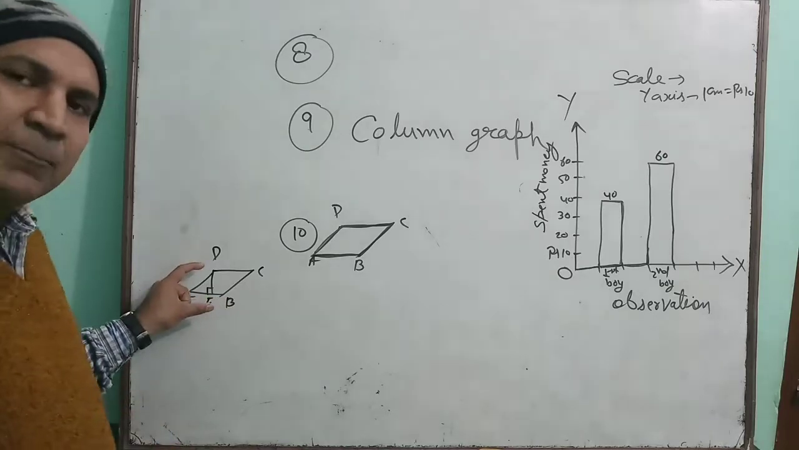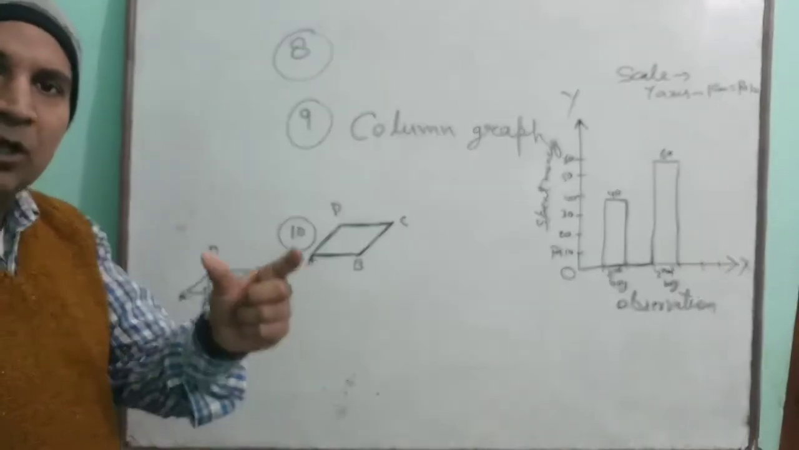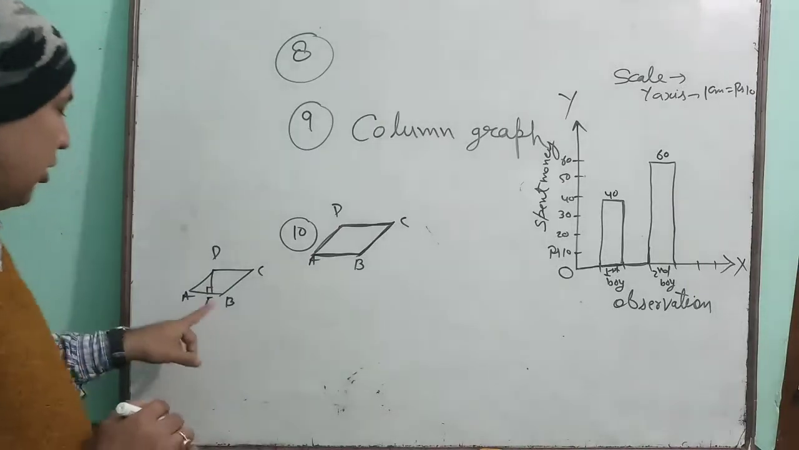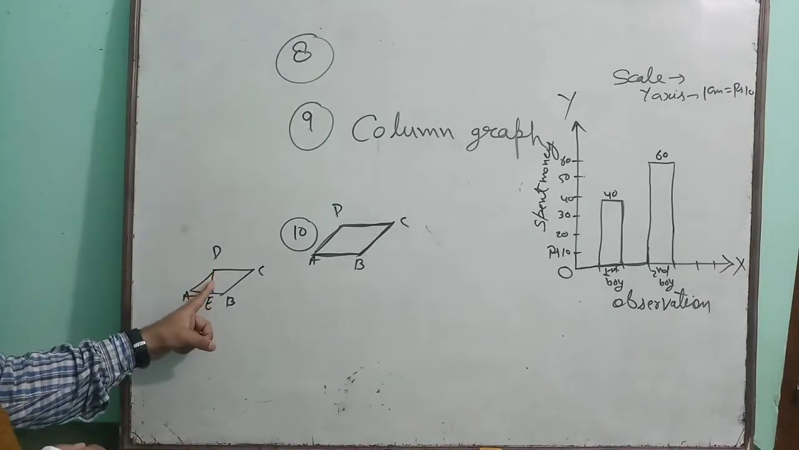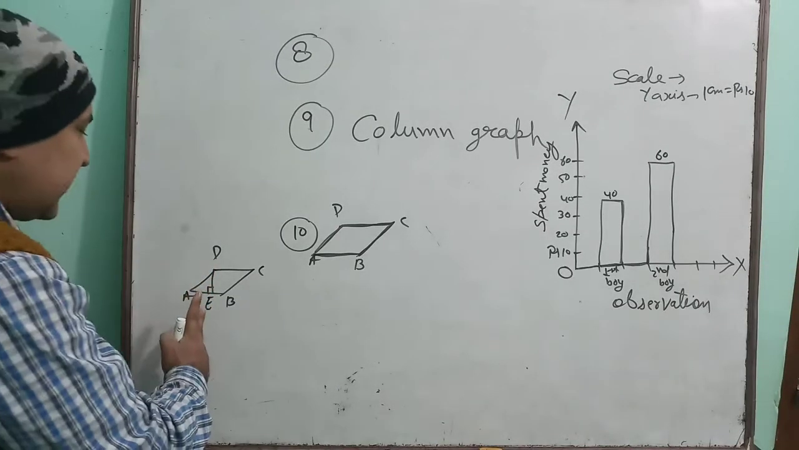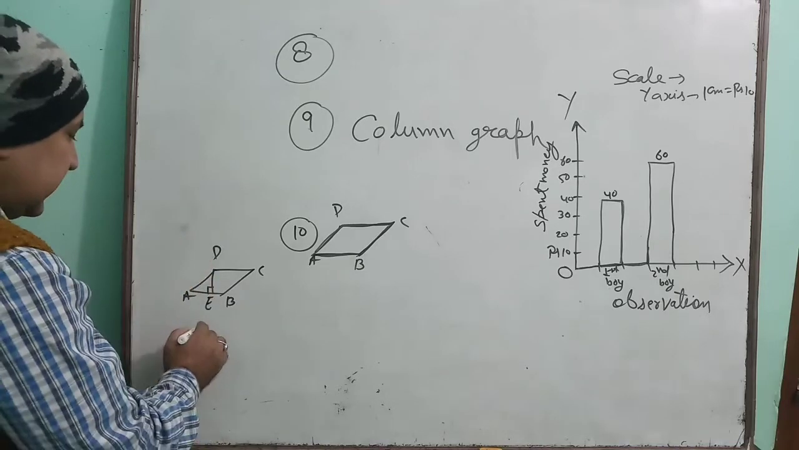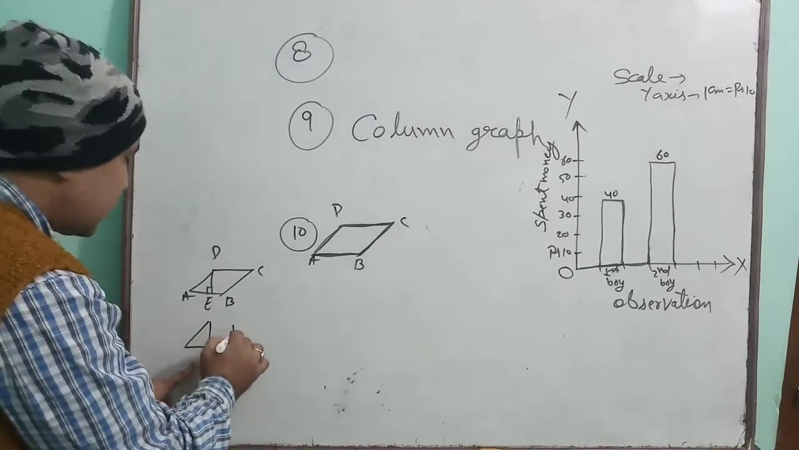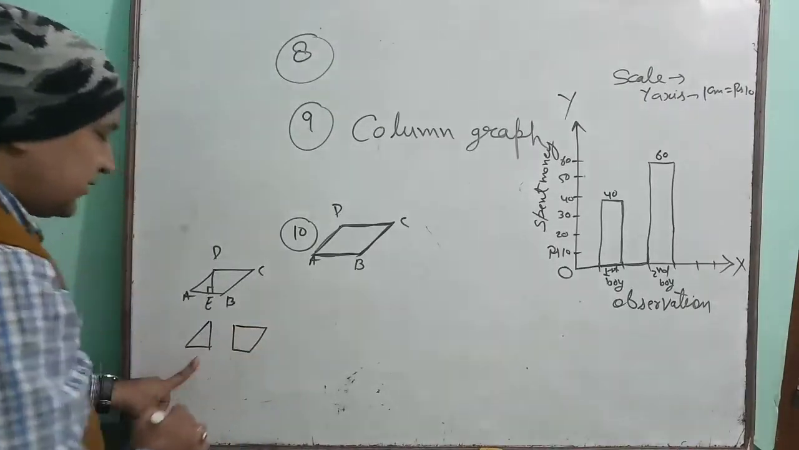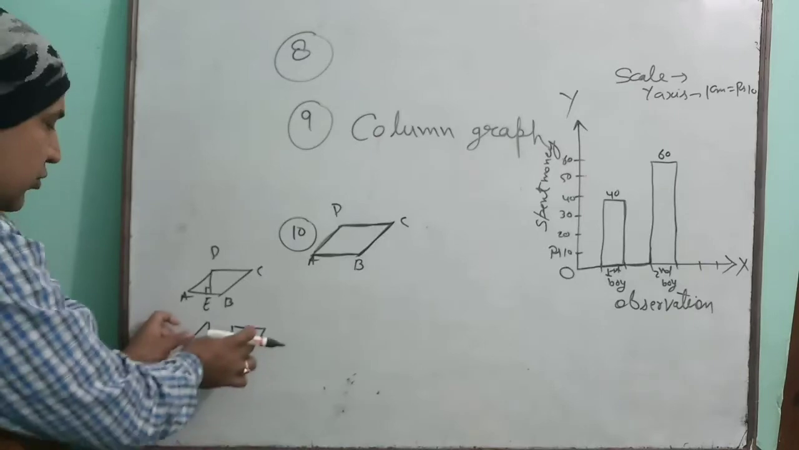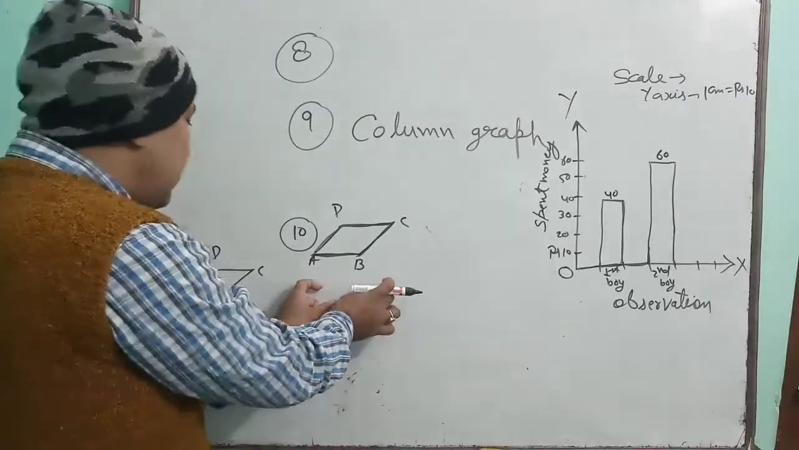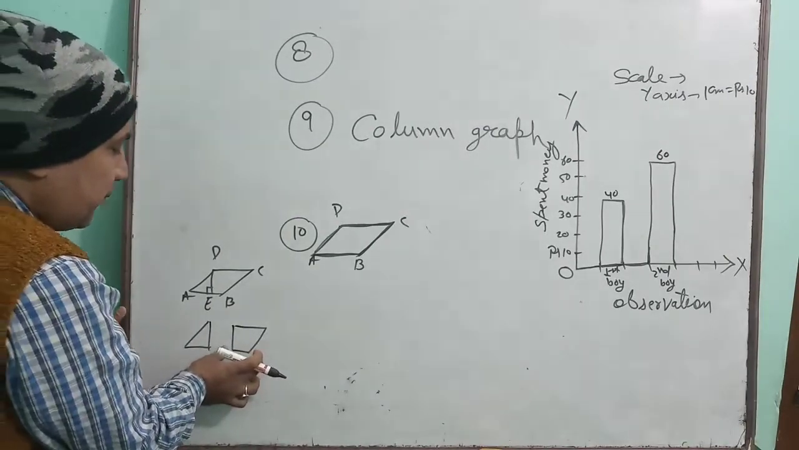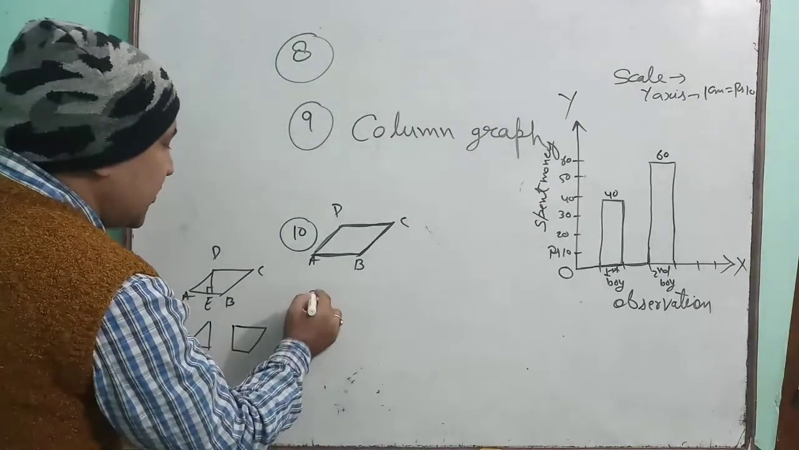Understood? On the paper piece on which you have drawn the parallelogram and cut it with scissors, from D you will draw a perpendicular and with the help of scissors you will cut it. Then you will get one piece like this and a second piece like this. Understood? So these two pieces you will paste in your answer sheet. And how will you paste? See here, this second part will be kept first.